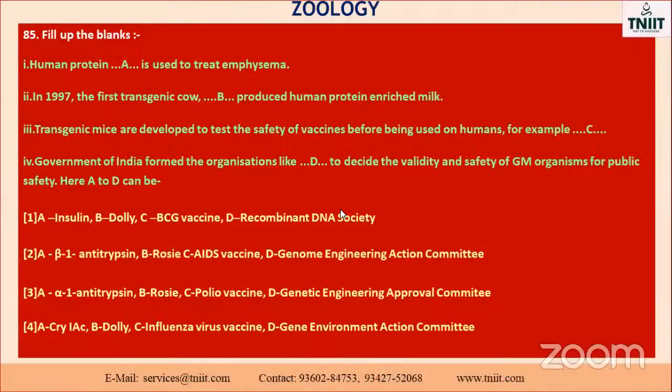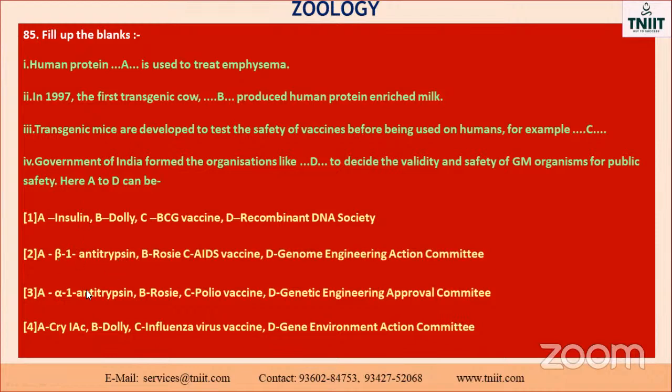For the next one, fill up the blanks. Human protein A is used to treat emphysema. In 1997, the first transgenic cow produced human protein enriched milk. Now only we saw it, isn't it? And transgenic mice are developed to test the safety of vaccines before using them on humans, for example, C. And the Government of India formed an organization like D to decide the validity and safety of GM organisms for public safety. Here, A to D. Which one is the first one? Human protein means which one here? The insulin. It is not a protein, human protein.